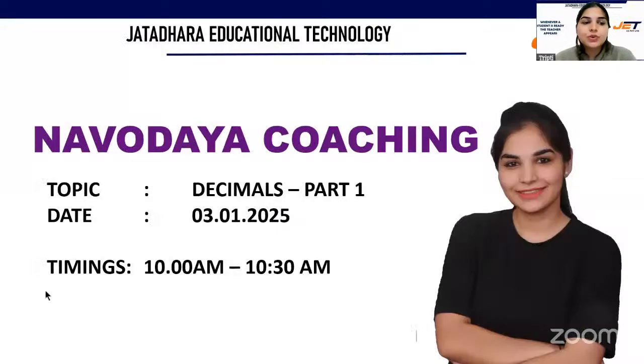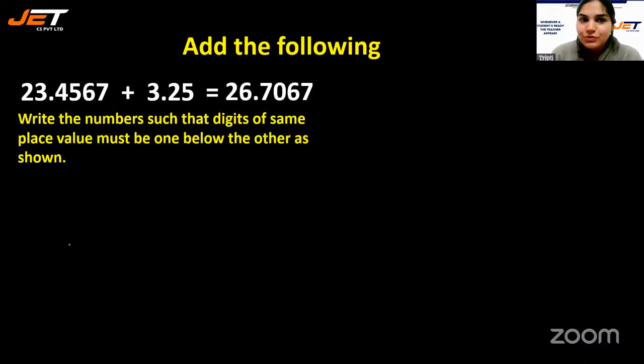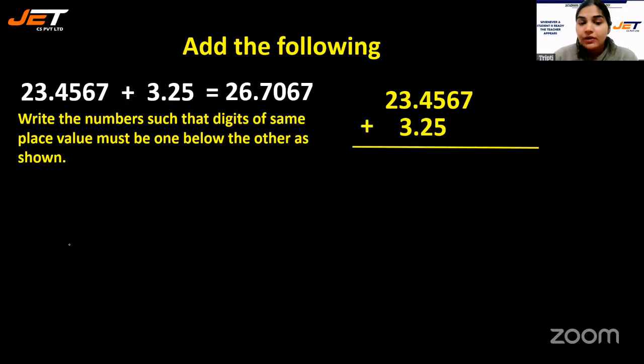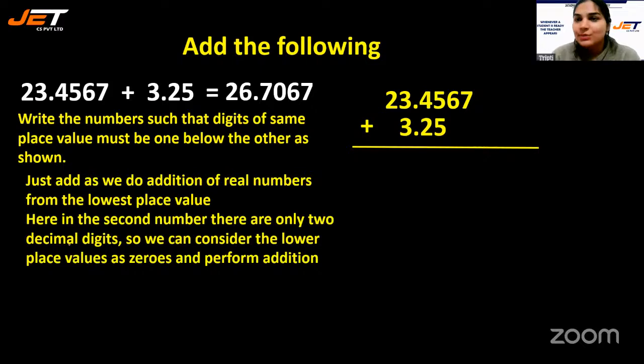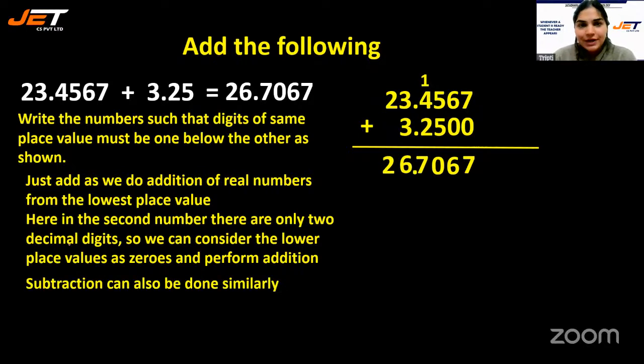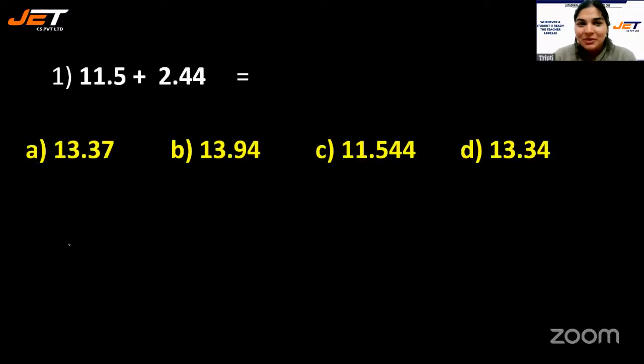There you go. So let's continue with some of the questions. We did addition of decimals. We did subtraction of decimals. So how do we add or subtract? You just need to write one number under the other, and that's how you add. Simply add decimal under decimal, number under number. The same happens with subtraction also. Let's take a test. Do we still remember that or not?